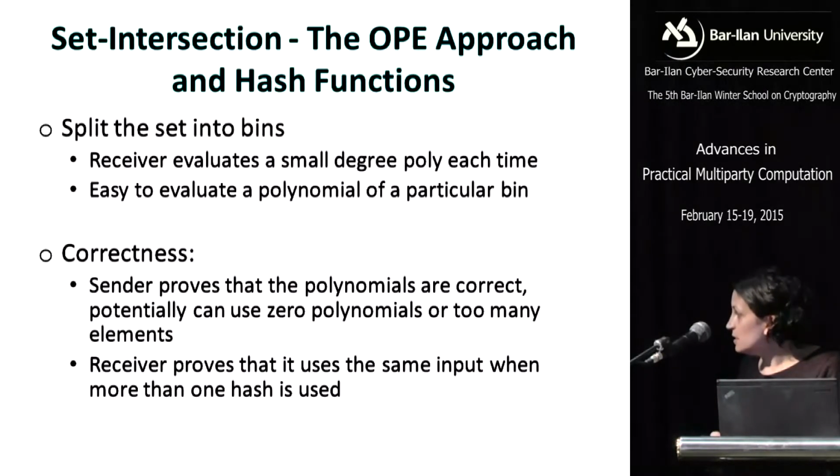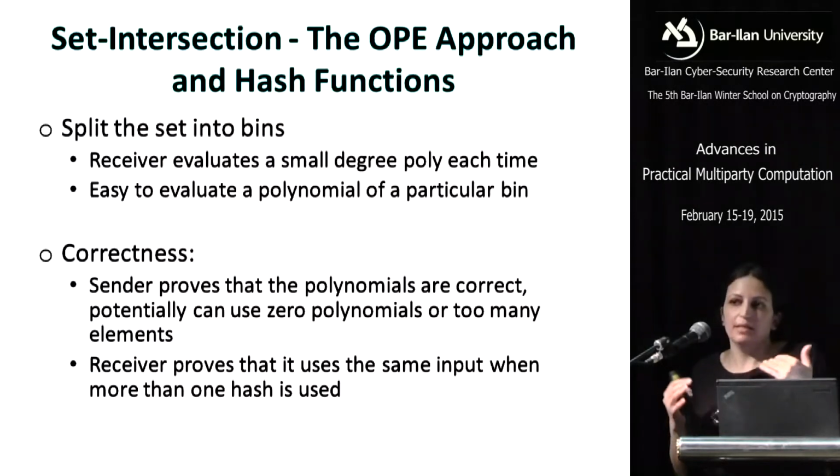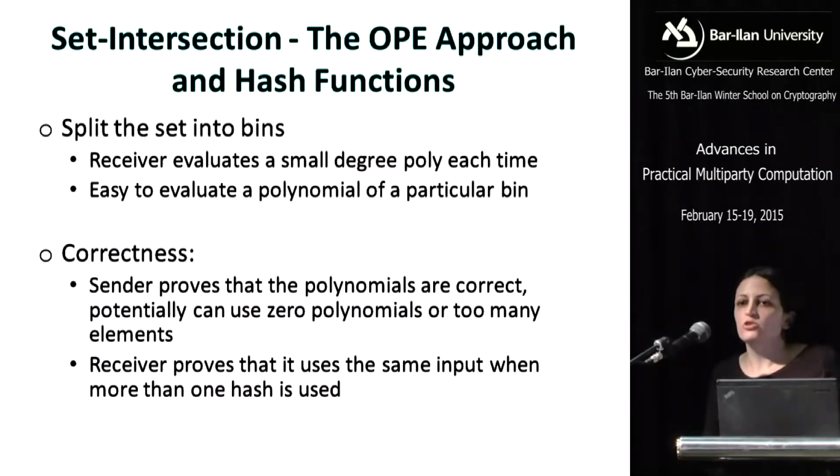Let me just give you a hint. Benny was talking about semi-honest security. When we switch to malicious security, this turns out to be much more challenging, especially when we start using hash functions, because both parties have many ways they can cheat. The sender could use the wrong way of building the polynomials, or it could enforce a zero polynomial, which is very bad.